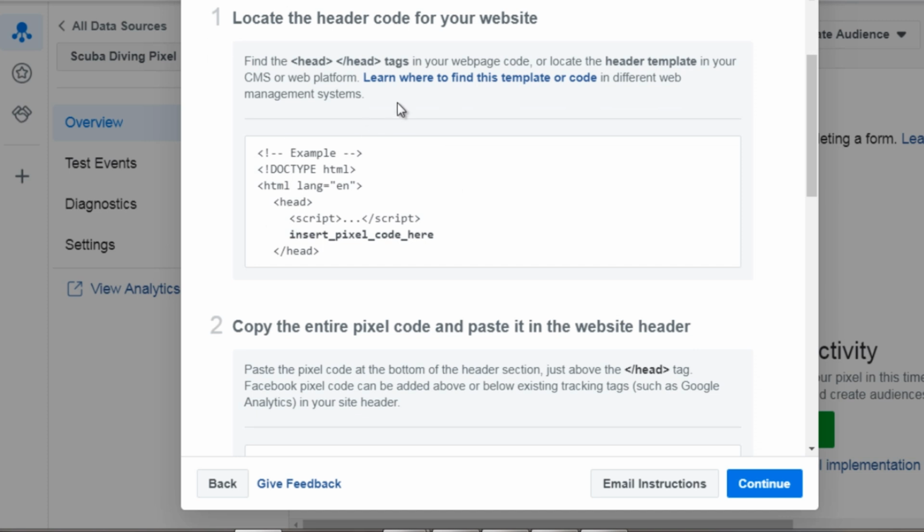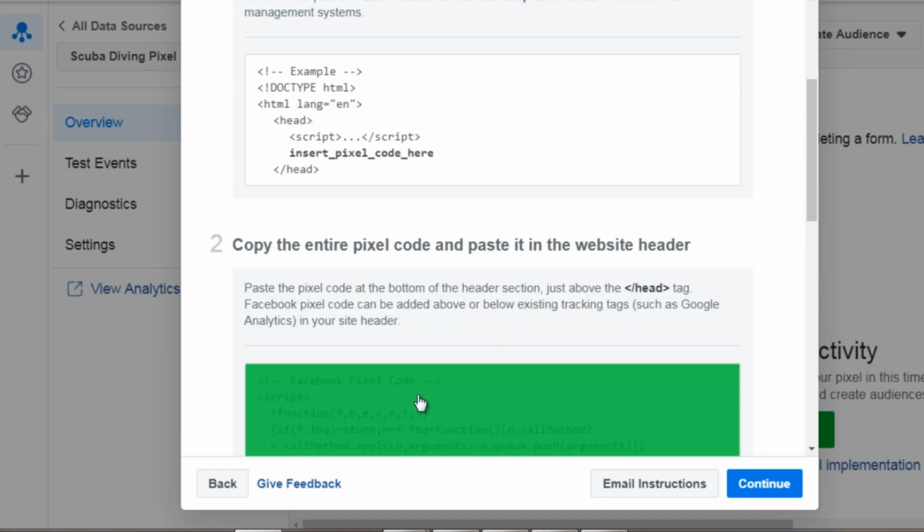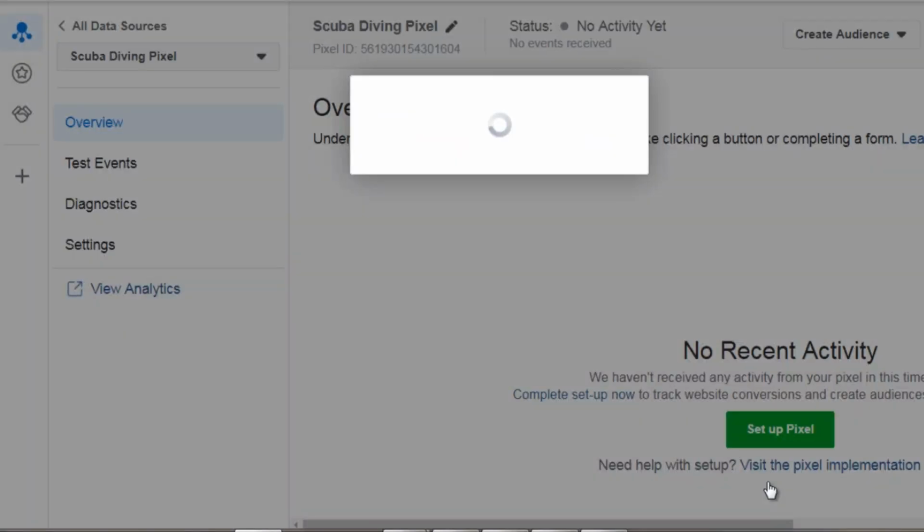So now it's going to say locate the header code for your website. And up at the top, when you're editing your HTML or you're using something like Lead Pages or ClickFunnels or another landing page builder, you want to enter the script in the head code. So this is going to be the pixel right here. So we're going to click this here and it immediately copies it and we click continue.